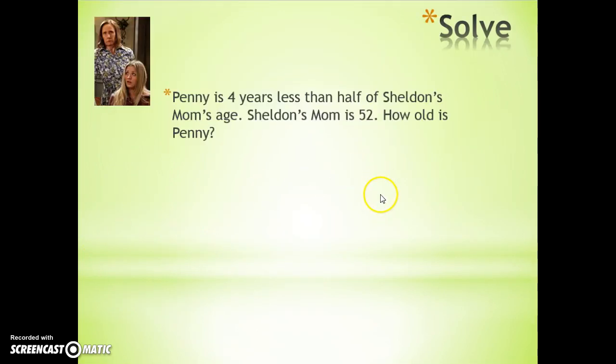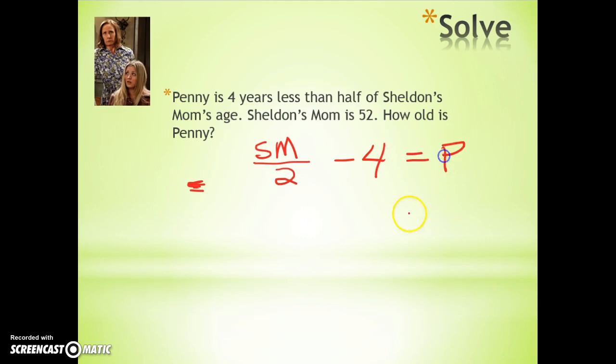All right. Be able to solve word problems. Penny is 4 years less. Minus 4. There's going to be some quantity here that we're subtracting 4 from. What is it? She's going to be half, so I'm going to take something and divide it by 2 of Sheldon's mom. I'm going to put SM for Sheldon's mom. That's how old Penny is.